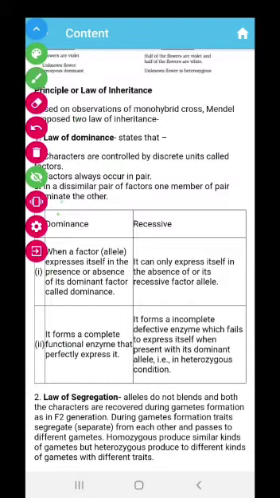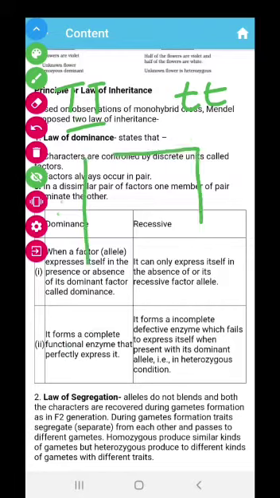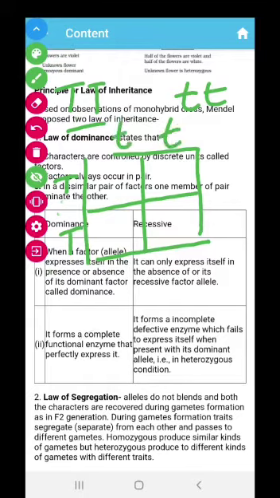Such as, I am crossing one plant, one tall plant with one small plant. The small plant and the tall plant both will make two kinds of pollen grain and two kinds of egg cell. The male will make two kinds of pollen grain, capital T, and the female will also make two kinds of egg, small t. Okay, why?